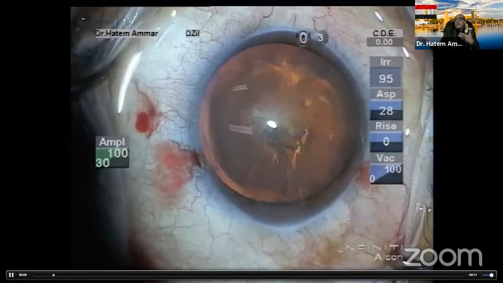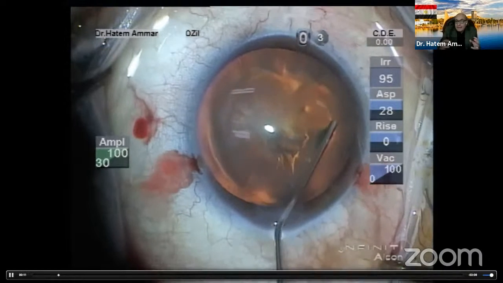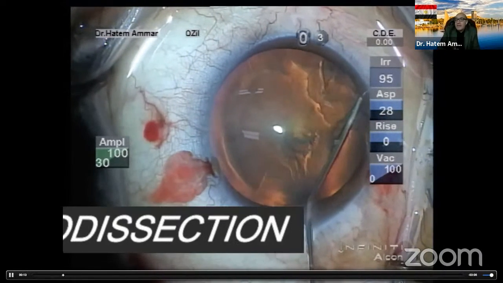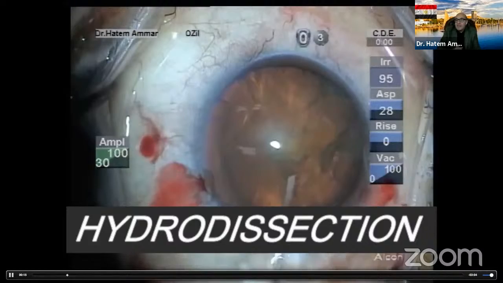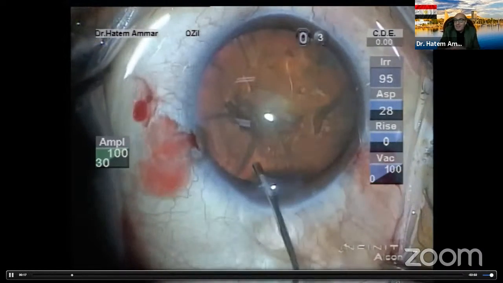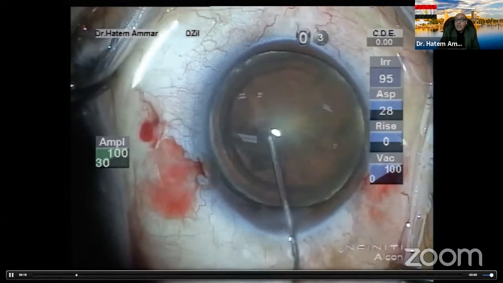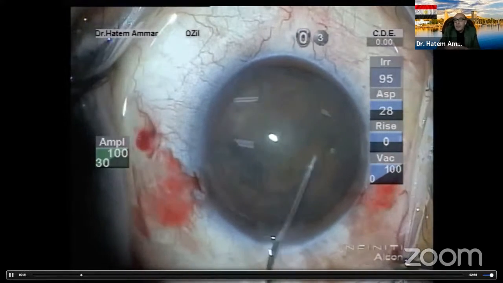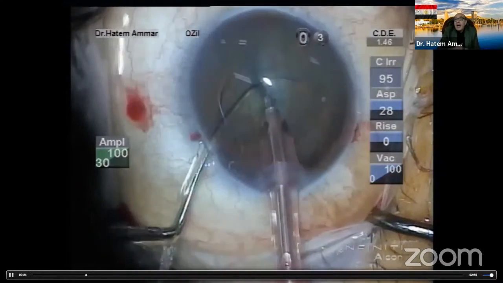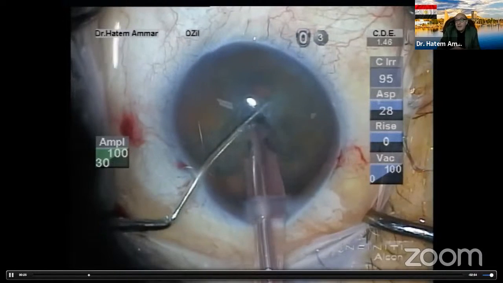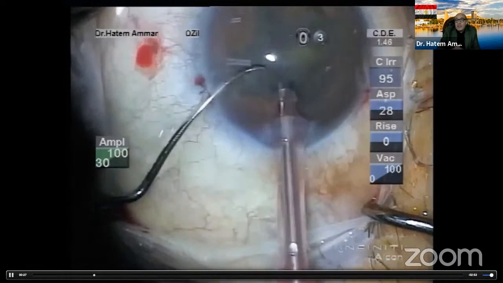Unfortunately, this case was a posterior polar cataract and I missed it. I did perfect hydrodissection, hydrodelineation and hydrodilation. An excellent hydrodissection, as you see, and hydrodelineation. I missed that it was posterior polar during the crowd of the day. When dealing with the cataract, as you will see, it was phacoemulsification, a routine case.